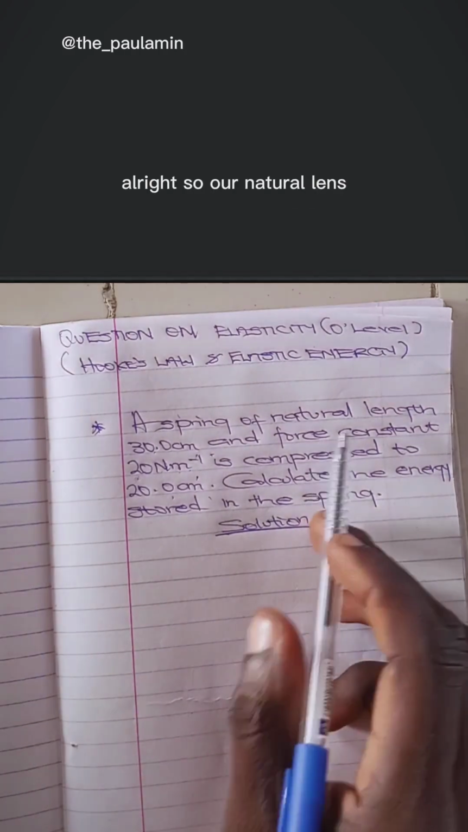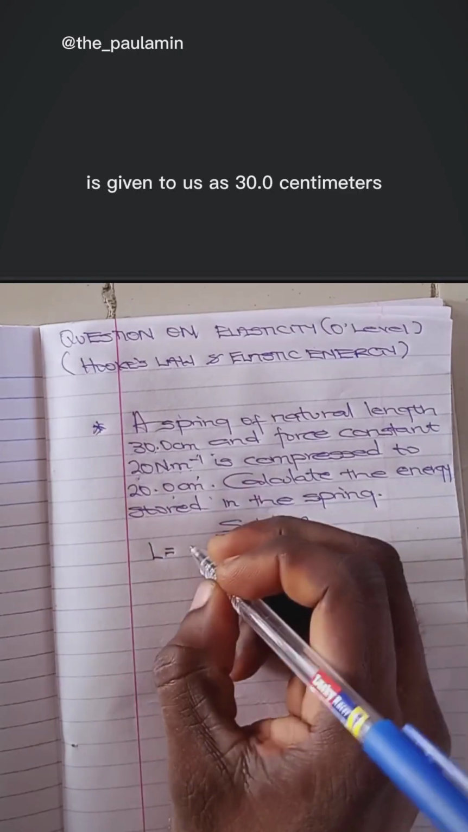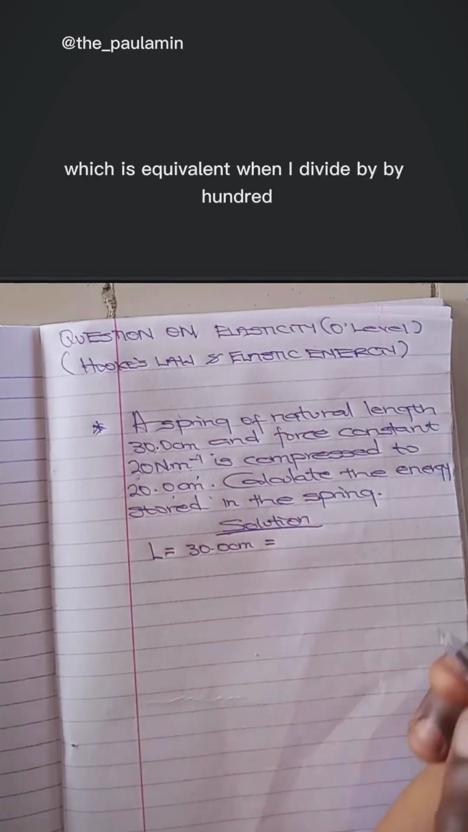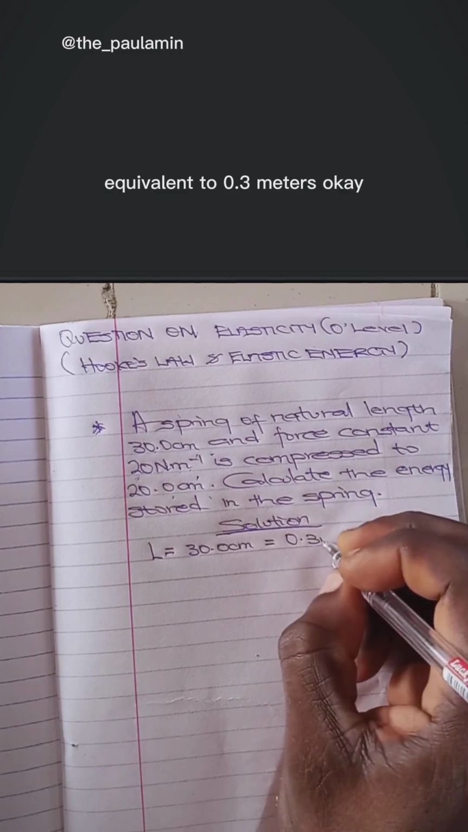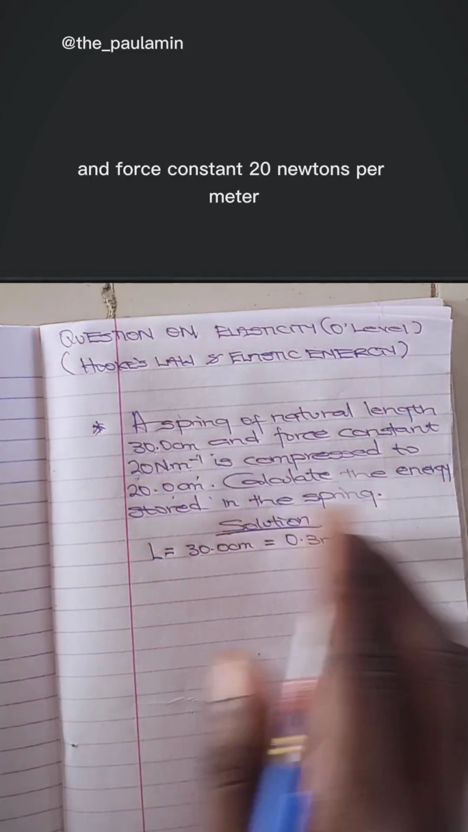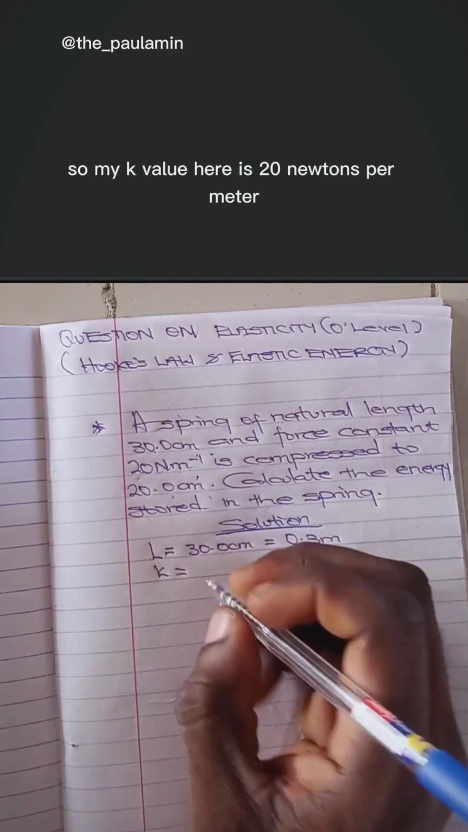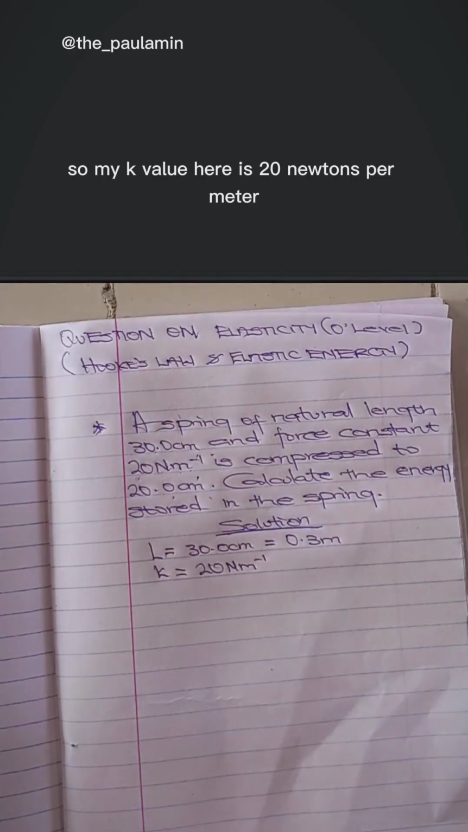All right, so our natural length, I'm going to represent that with the letter L. It's given to us as 30.0 centimeters, which is equivalent, when I divide by 100, to 0.3 meters. Okay, and force constant 20 newtons per meter. So my K value here is 20 newtons per meter.